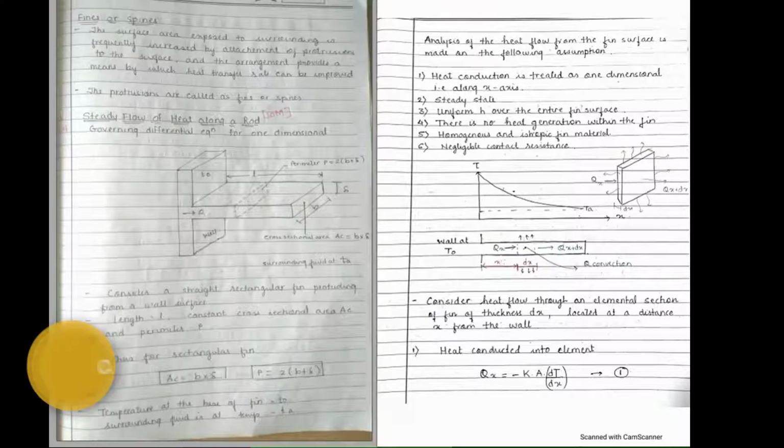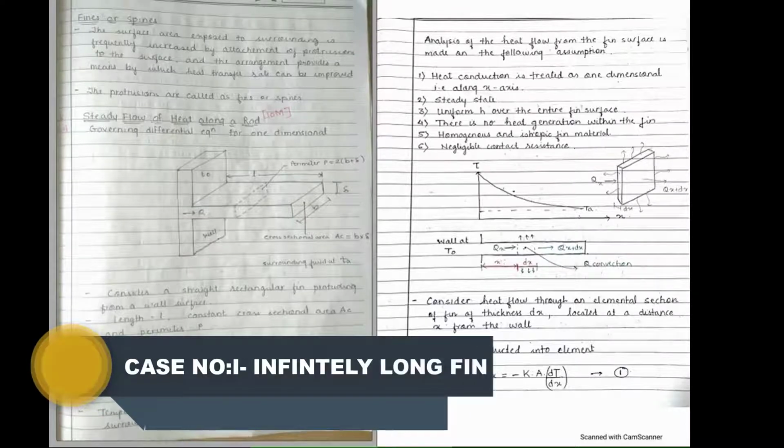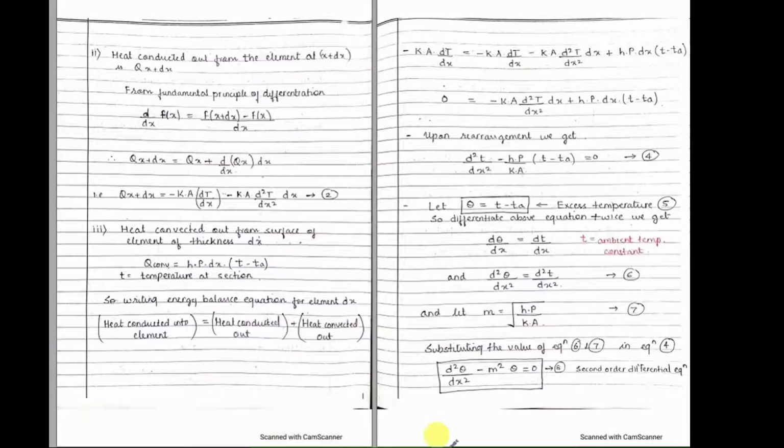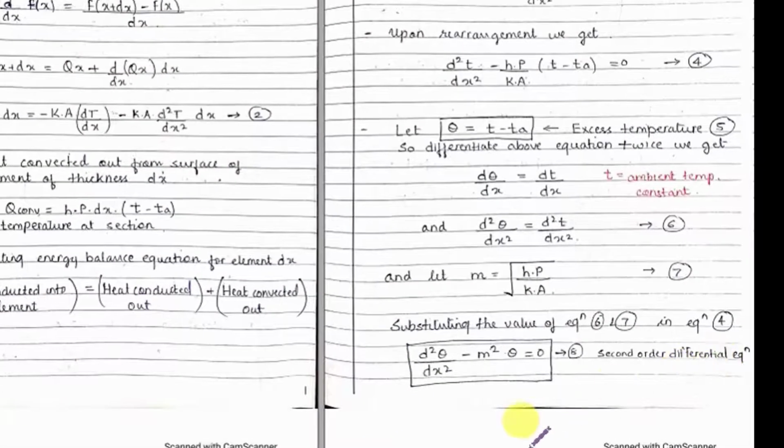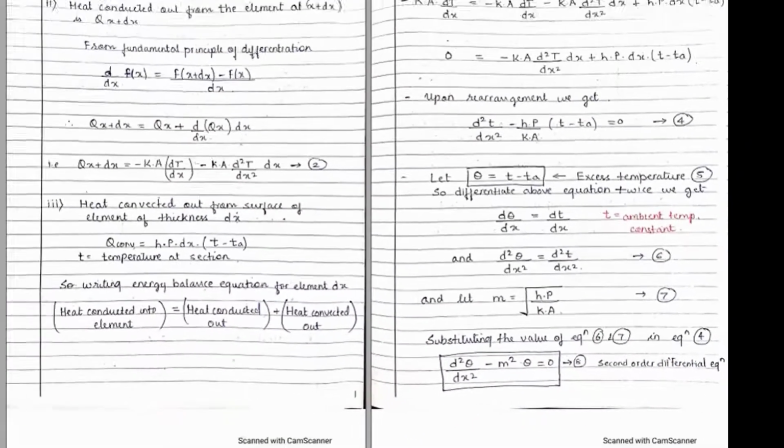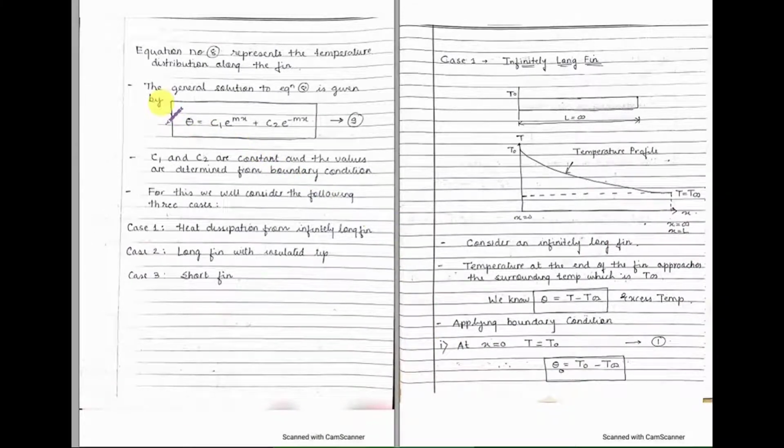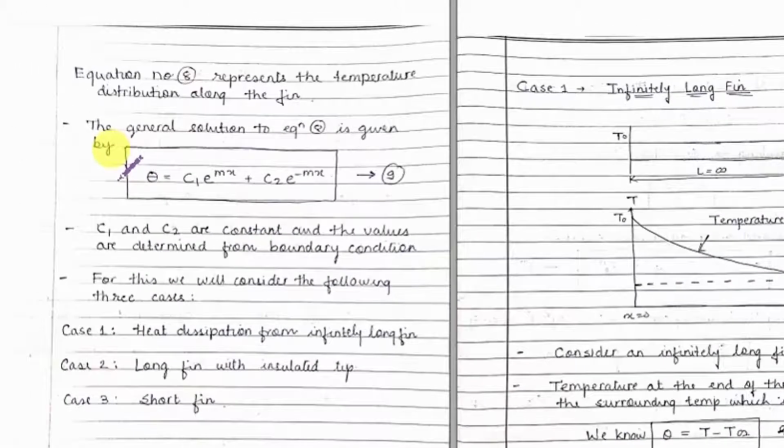Before that we have seen the second order differential equation, and the solution to this second order differential equation is nothing but theta is equal to c1 e to the power mx plus c2 e to the power minus mx. For those who have missed the previous lecture, kindly watch it first, because all the concepts are based on it. The link is shared in the description box.